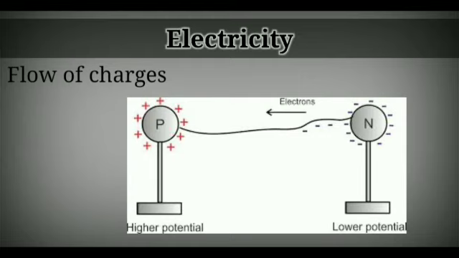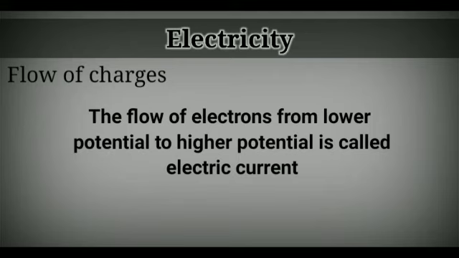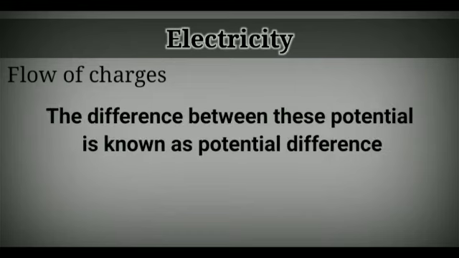Here, the positively charged sphere is said to be at higher potential and the negatively charged sphere is said to be at lower potential. Hence, the electrons flow from lower potential to higher potential. The flow of electrons from lower potential to higher potential is known as electric current, that is, flow of electrons. The difference between these potentials is known as potential difference, that is, voltage.